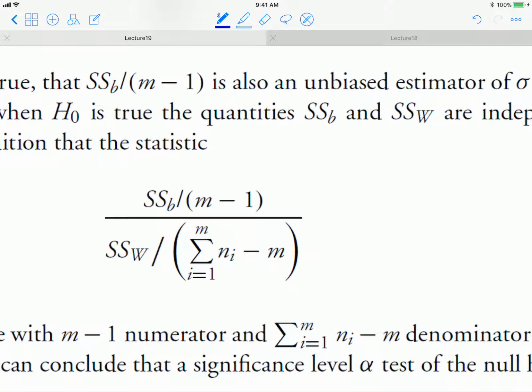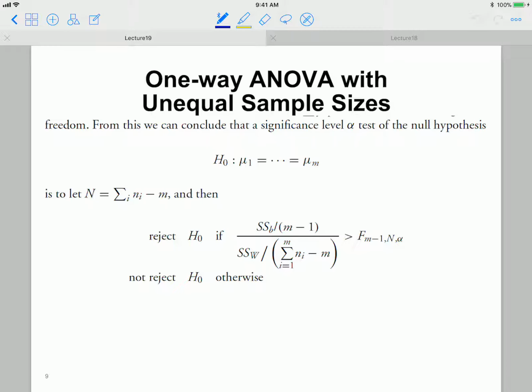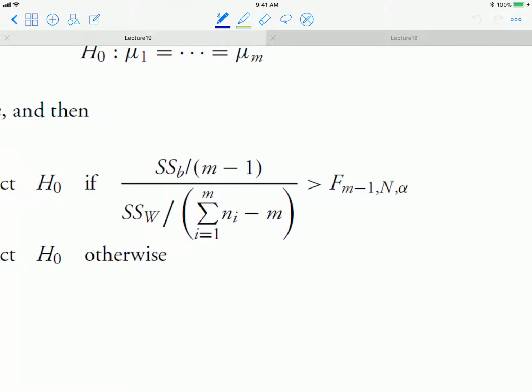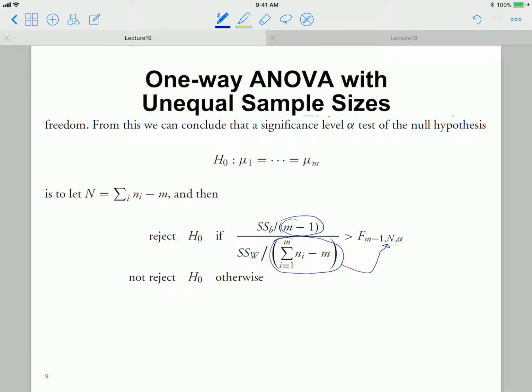And then altogether, the test statistic for our hypothesis testing is represented in this form: SS of W divided by its degree of freedom, and then SSB divided by its degree of freedom of m minus 1. Any questions? And then we still use the F distribution, right? The first parameter is this, and the second parameter of the F distribution is this one, which is represented as the capital N. Any questions so far?